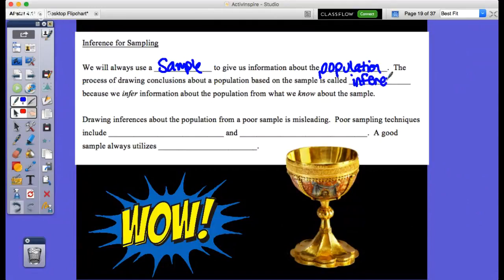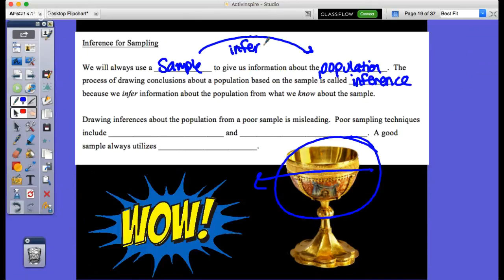Now, here we go. I will talk about this in class on Monday, but this is the Holy Grail right here, okay? The Holy Grail. I'm pointing to the left because right over there on the wall we have the Holy Grail we've been talking about for the longest time. The sample allows us to infer about the population, because we infer information about the population from what we know about the sample, as long as this sample is a good representation of the population. That's the key, okay?